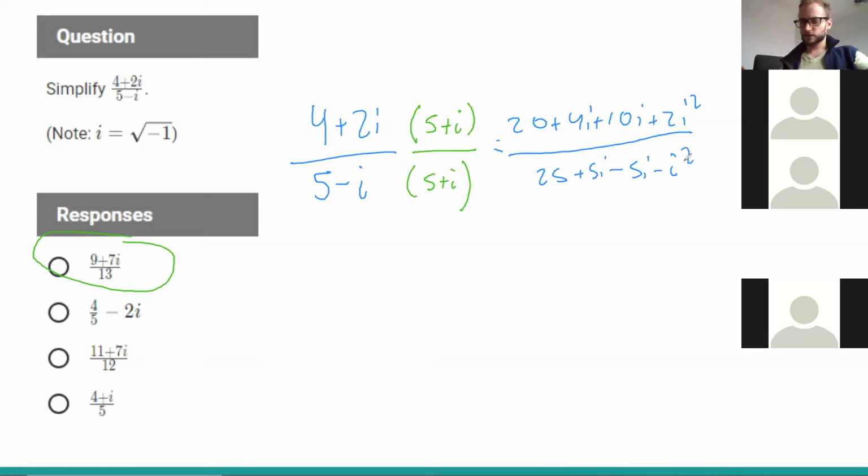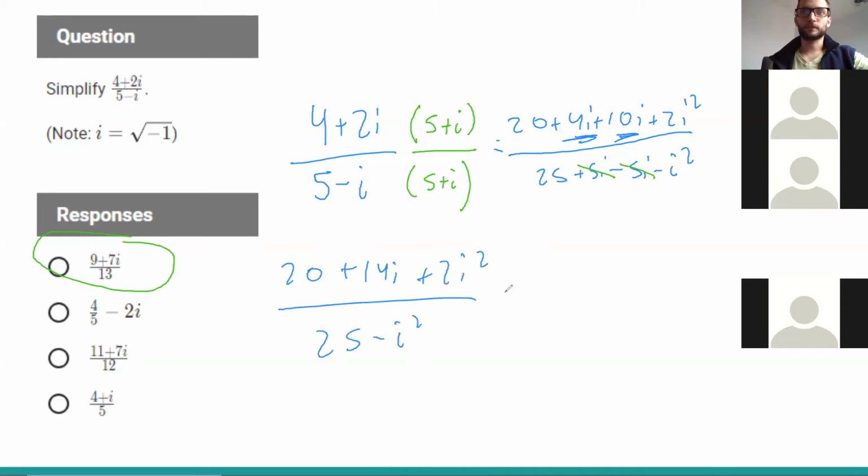So then in this case, we're going to eliminate the 5i and 5i there. That's going to cancel. On the top, we're going to combine the 4i and the 10i. So it's going to be 20 plus 14i plus 2i squared over 25 minus i squared. So now is when we replace the i squareds. So what do we do with the i squared? The i squared is negative 1. So that becomes negative 1.